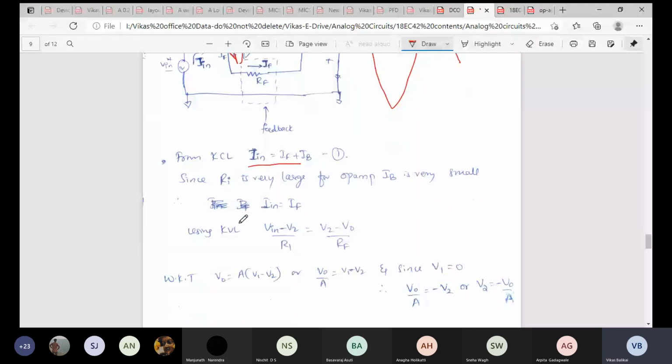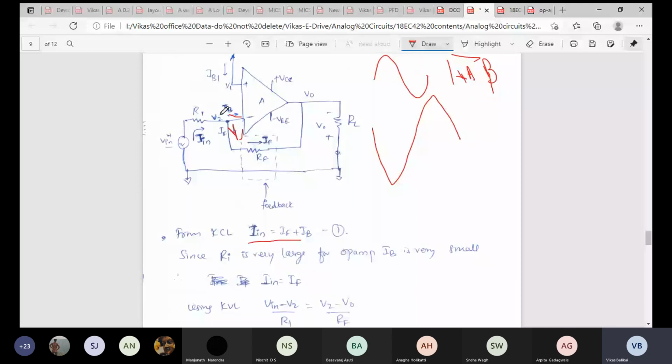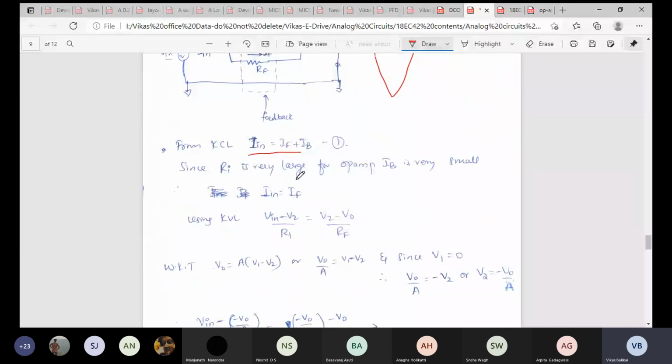And since the input resistance of the op amp, which is not the R1 but the resistance which you can find over here, is very, very large, IB will be very, very small. To some extent I can ignore IB, that is the bias current or base current. So in that scenario, if I ignore this, then my IN is equal to IF. So my entire equation turns from IN equal to IF plus IB to IN equal to IF.